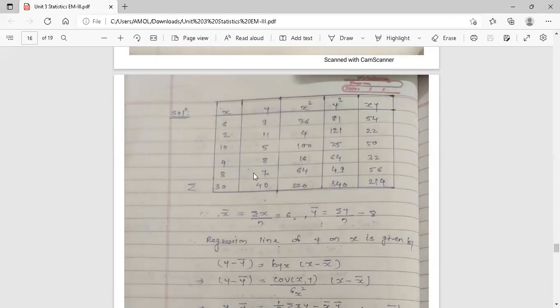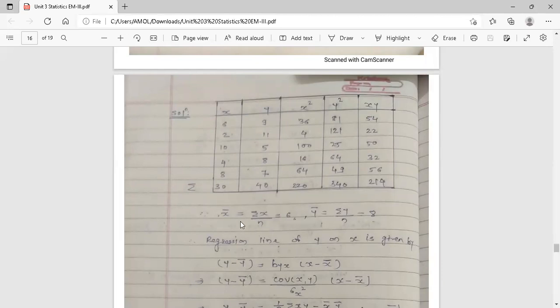After doing the calculation, you calculate the summation also. Summation x means addition of all the elements in x, it is 30. Addition of all the elements in column y is 40. Addition of all the elements in column x square is 220. Addition of all the entries in column y square, 340. Addition of all the entries in column x into y is 214. So this is the summation calculation.